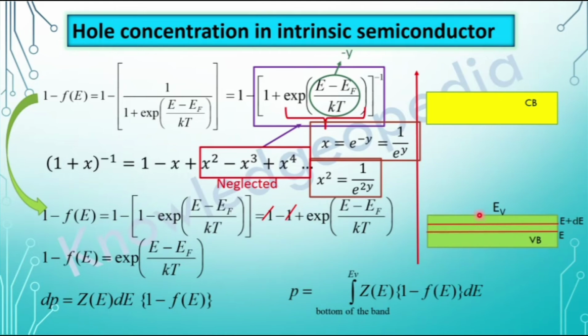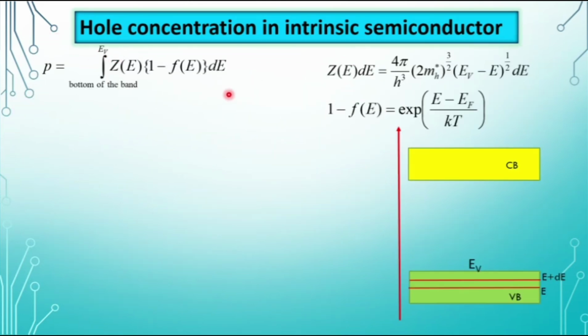So the maximum energy we are considering is EV. That's what the upper limit is, equal to EV, and we are considering all the energy states lying below EV. That's what the lower limit is, the bottom of the band, till the energy where we have the states available, that is the bottom of the band. So this is the integration we need to do in order to find out the hole concentration. We have to perform this integration.